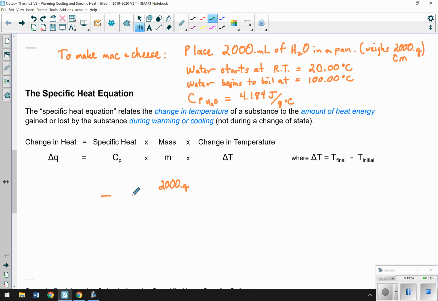And actually, I'm going to set this up factor label style, and we're going to calculate the amount of heat it will take to make our macaroni and cheese, at least get the water to boiling. The water is going to start at room temperature. So our initial temperature is going to be 20.